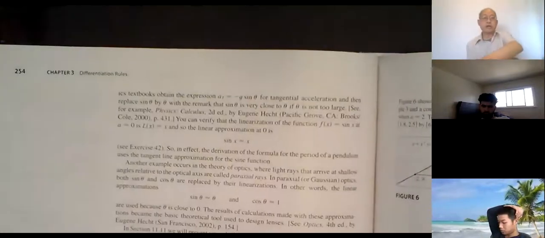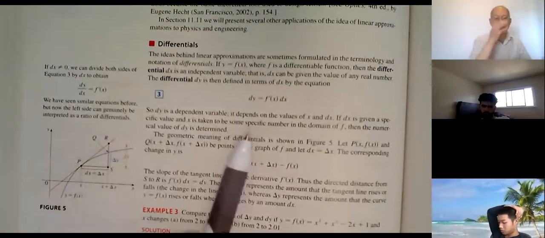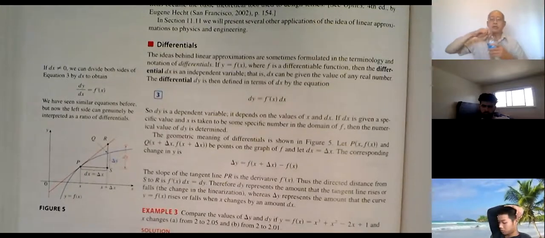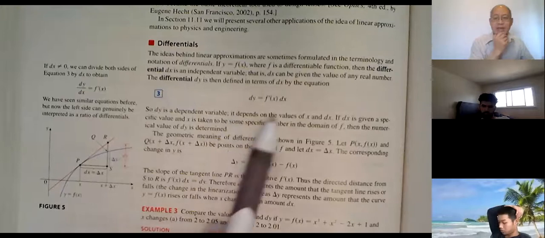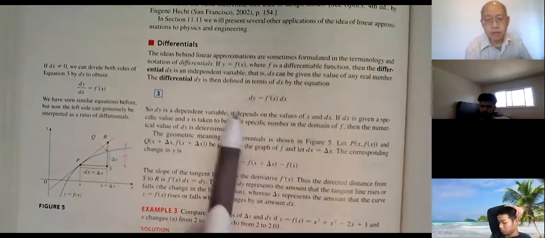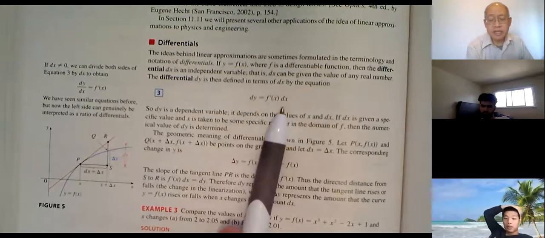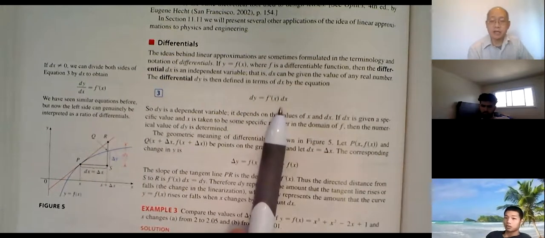Okay, so if I show you page 254, here we are. dy equals f prime of x dx. These are called differentials. Differential dy and dx. dy is a tiny change in y. dx is a tiny change in x. In fact, you can think of dy as delta y, where delta y is pretty small. dx is like delta x, where delta x is pretty small.